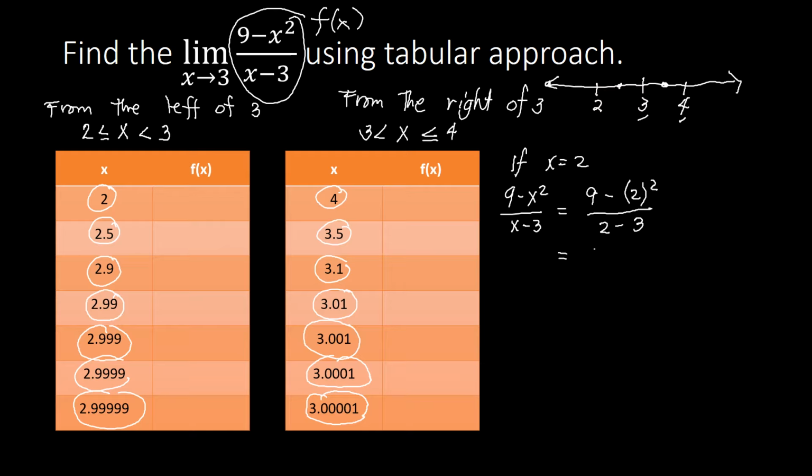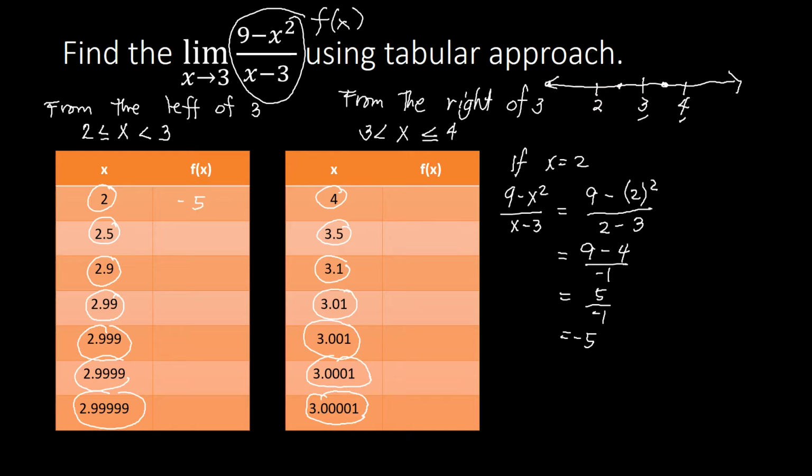Simplifying that one, we've got 9 minus 2 squared, which is 4, over 2 minus 3, which is negative 1. So 9 minus 4, that will be negative 5. I mean positive 5. So we've got positive 5 in there over negative 1. Simplifying that one, we've got negative 5 when our x is 2. So f of x, or the y value here, is negative 5 when our x is 2.